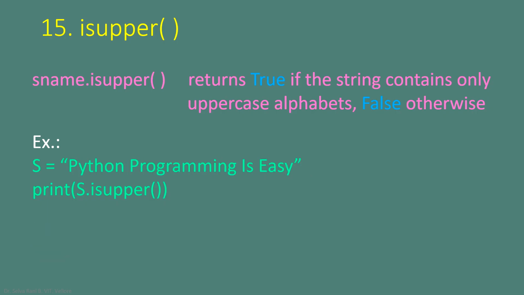Let s is equal to "Python Programming Is Easy", in which the first character of the words are in uppercase letters. If we print s.isupper(), then we are going to get the result as false.